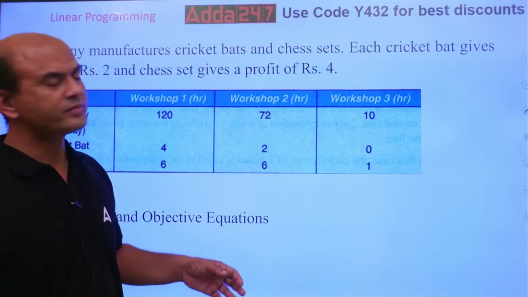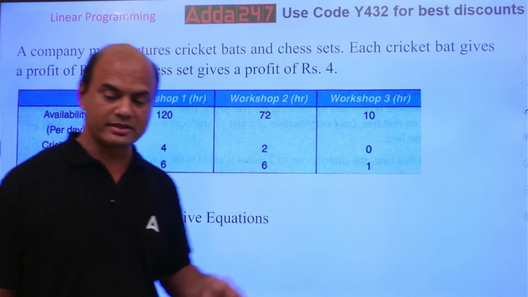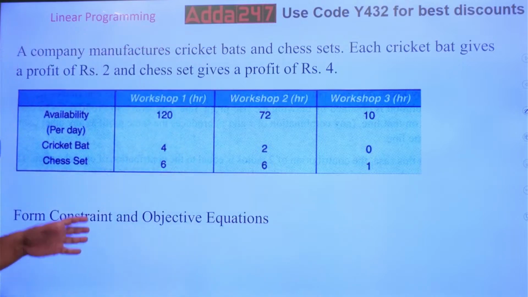See this. In exam, you always get the question to form the constraint equation. See, the question over here is, look at this. Everyone read this. A company manufactures cricket bats and chess sets. Each cricket bat gives a profit of rupees 2 and each chess set gives a profit of rupees 4. So, profit is clearly given over here. Second is what? Now availability of workshop. Now how many workshops are required? 3 workshops are required for manufacturing both cricket bat and chess set.